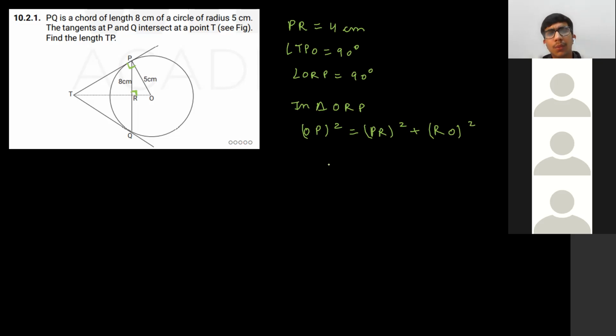What is OP? OP is 5 centimeters. So 25 is equal to PR, PR is 4, so 4 times 4 is 16, plus RO whole square. So from here, I'll have RO as 3 centimeters. So this particular length is 3 centimeters.